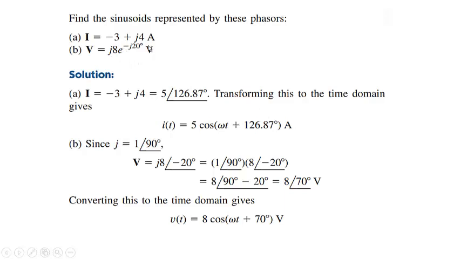Now this quantity, this is j. Since j is equal to 1 at an angle of 90, you can see it here: j is equal to 1 angle 90. This is equal to 1 e raised power j 90, which is 1 times cos of 90 plus j sine of 90. That comes out to be j. That means we can represent j as 1 at an angle of 90 degrees.